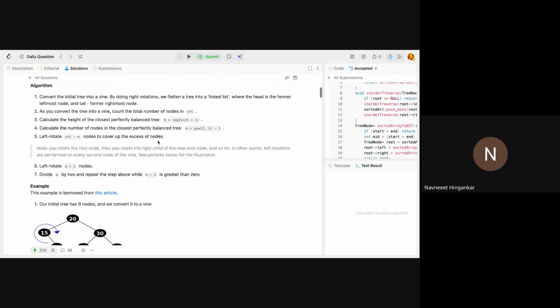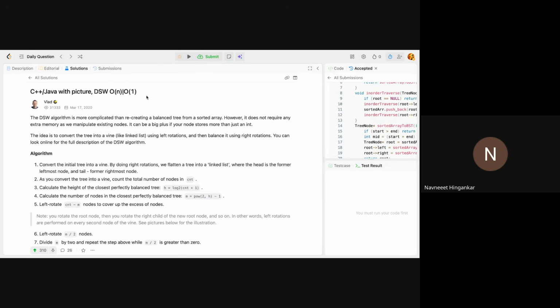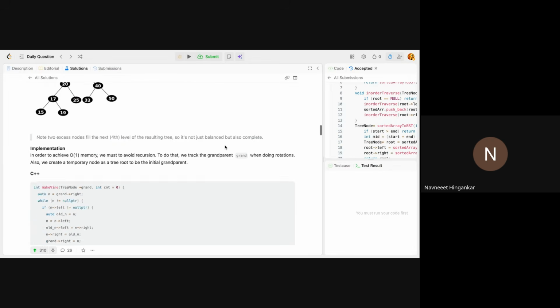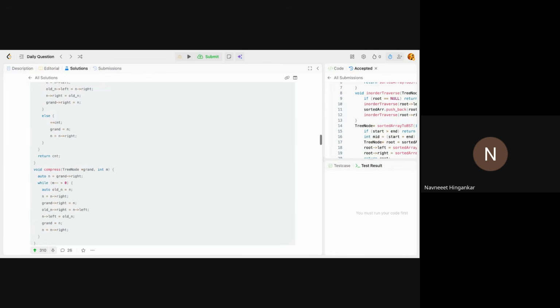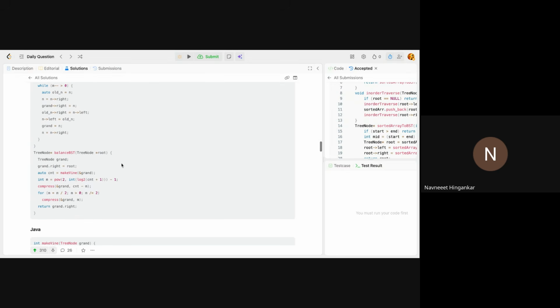Not an interview solution, but I'm not sure. Sandeep, what is this compression? I didn't understand. I'm also trying to understand, bro. Like, I also don't know.